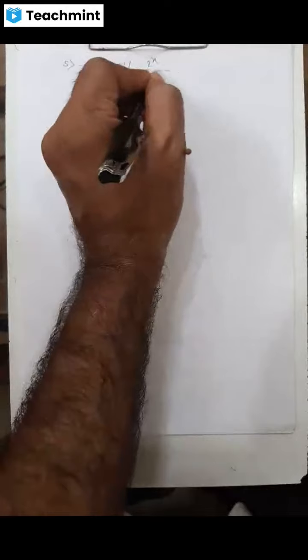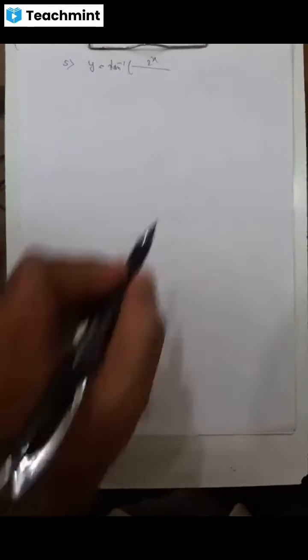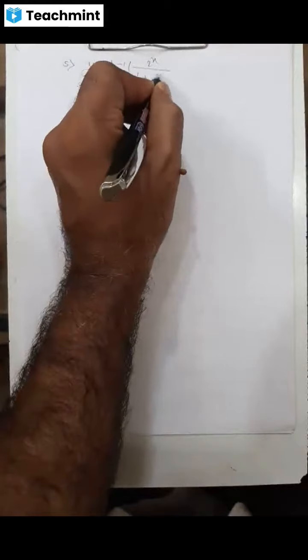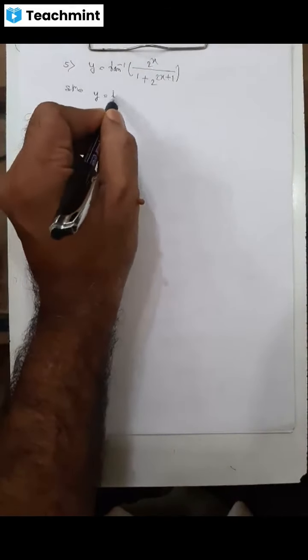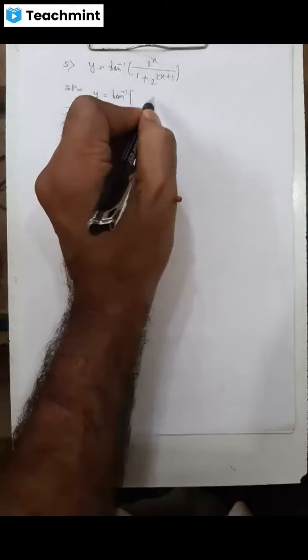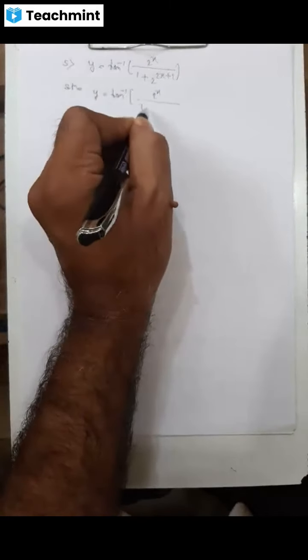Important and miscellaneous problem. Next number, fifth. Y equal to tan inverse, in bracket 2 to the power x divided by 1 plus 2 to the power 2x plus 1, same as above. First we simplify. Y equal to tan inverse in bracket 2 to the power x divided by 1 plus.